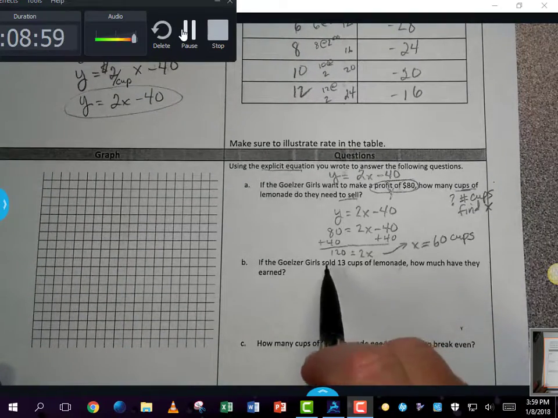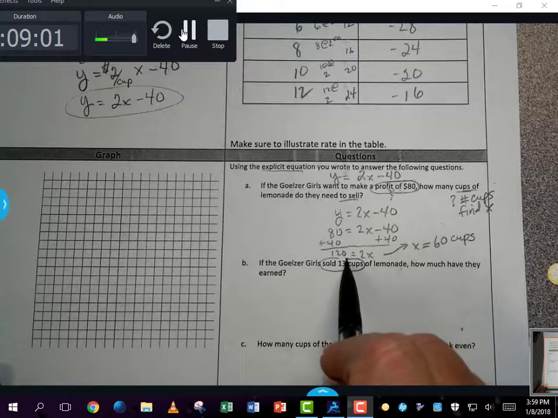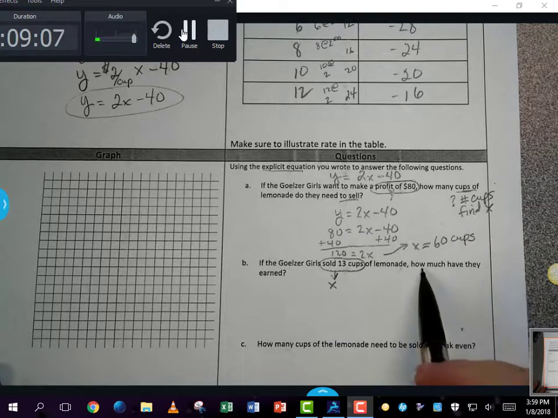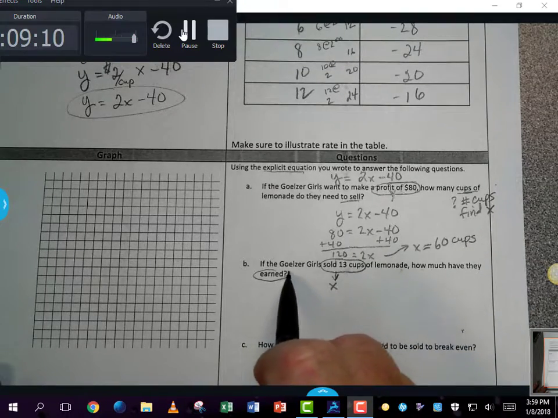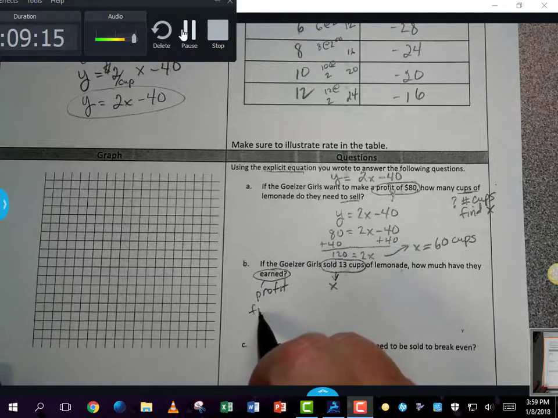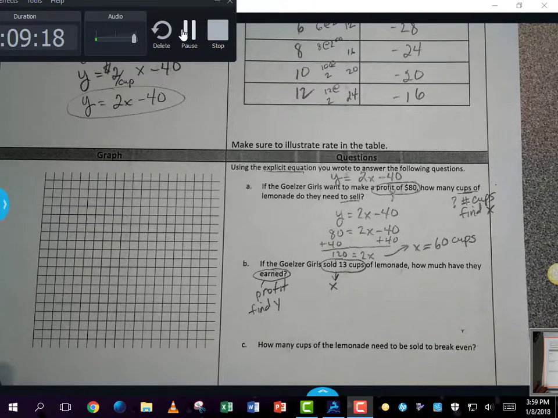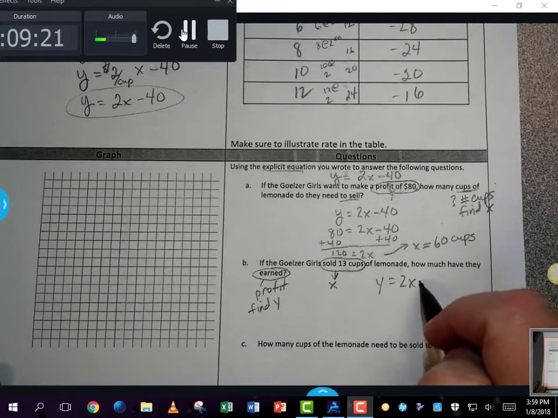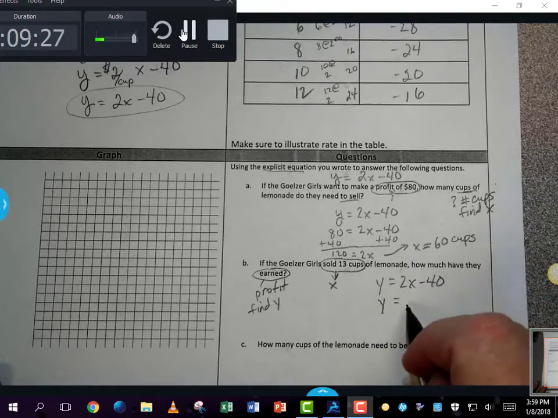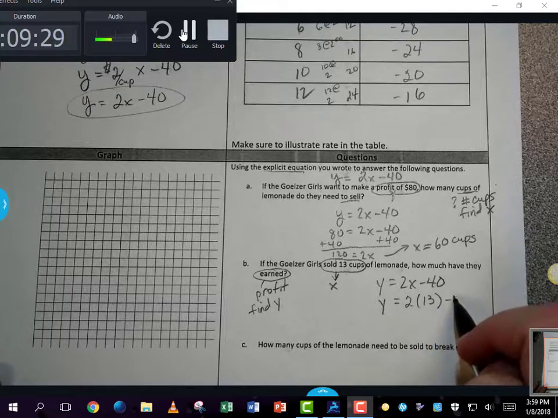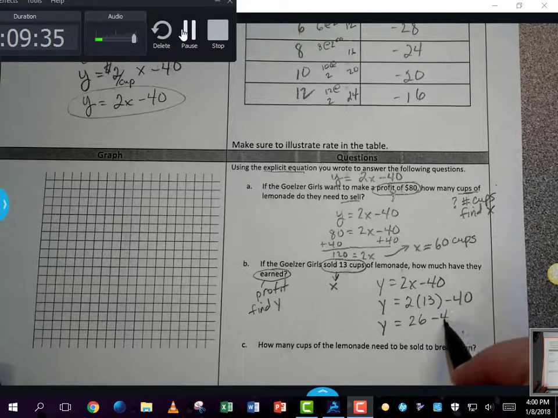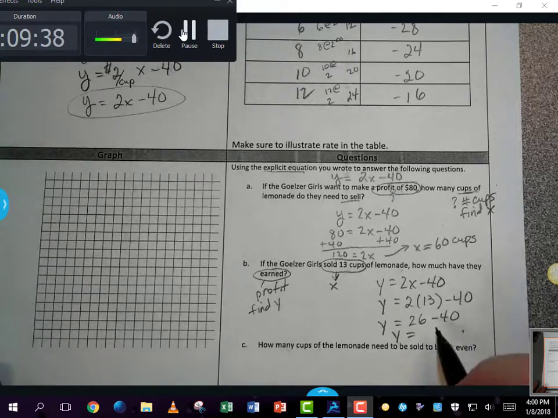Okay, if the Gelzer girls sold 13 cups, here they're giving us x. How much have they earned? They're asking us for the profit. They're asking us to find y. So I'm going to start with y equals 2x minus 40. They're telling me the value of x is 13, so y equals 2 times 13 minus 40. y equals 26 minus 40. y equals a negative.